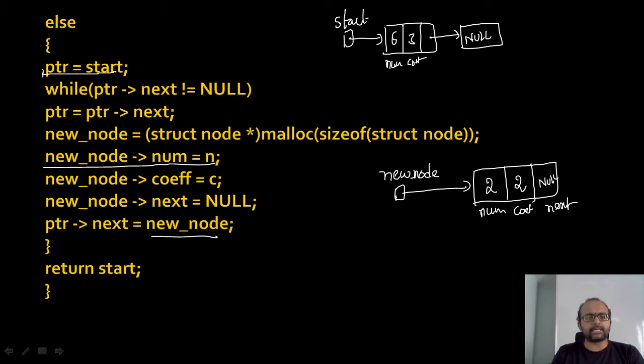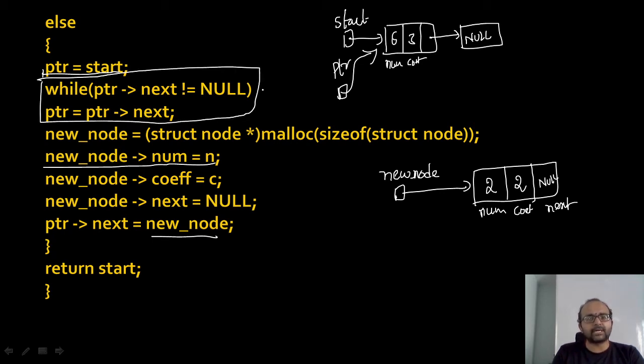We know ptr is basically pointing to start. Ptr is a pointer pointing to start, and the condition ptr arrow next not equal to null becomes false, hence the associated statement will not be executed. These two lines of code will be helpful in order to move this pointer called ptr to the end of the linked list. Once you move the ptr to the end of the linked list, it's easy to add the new node pointer to that one, right?